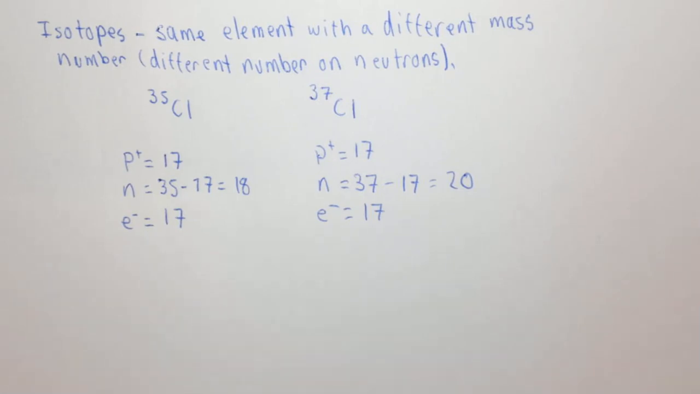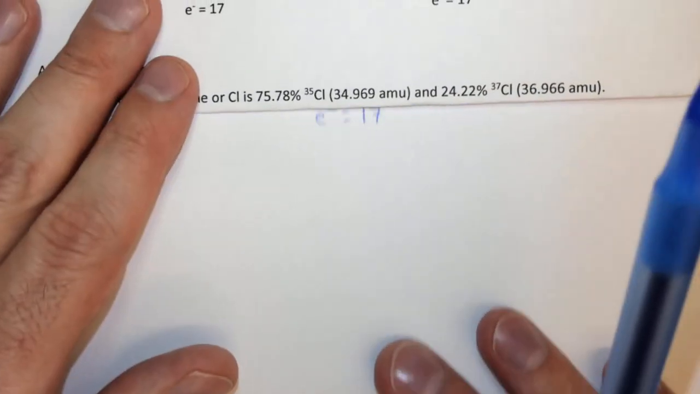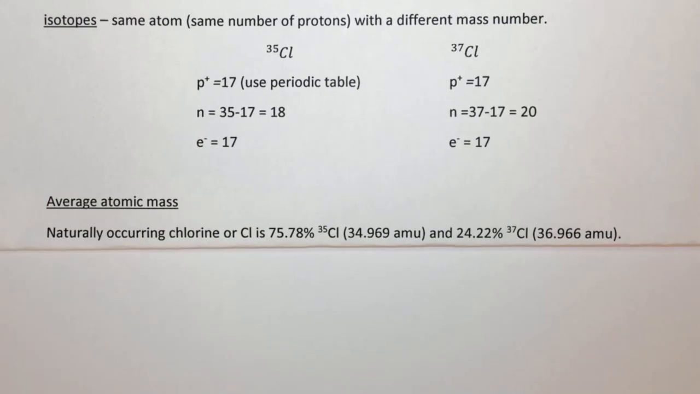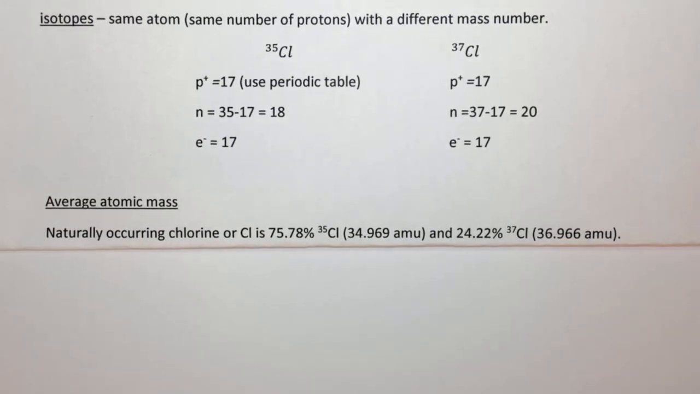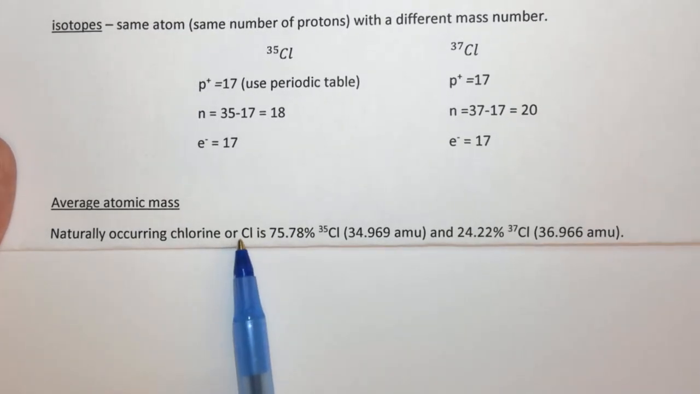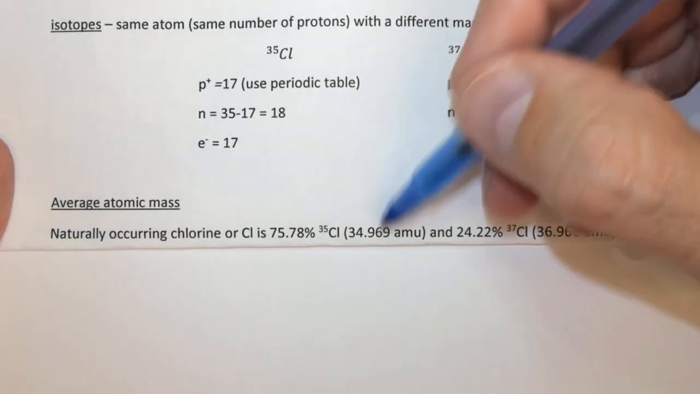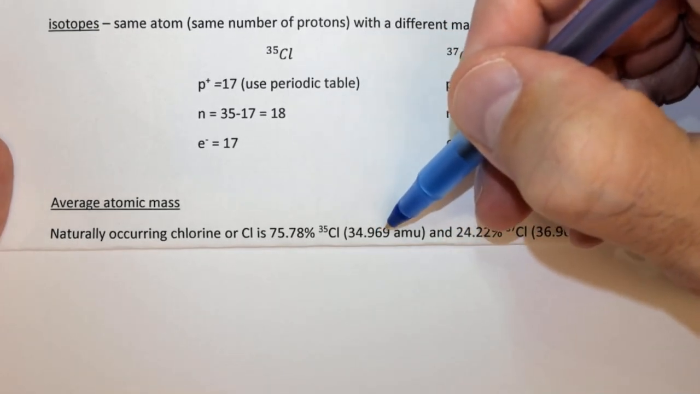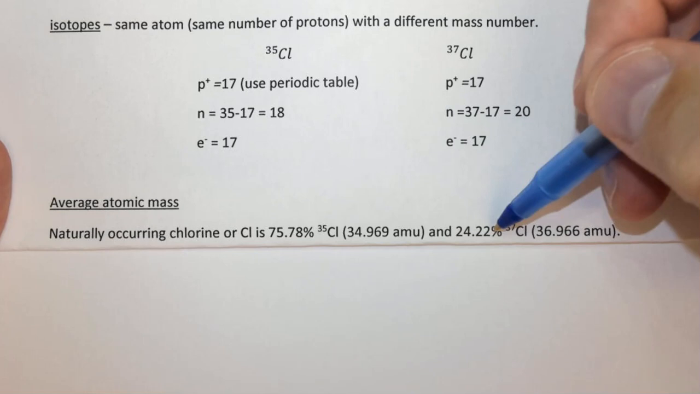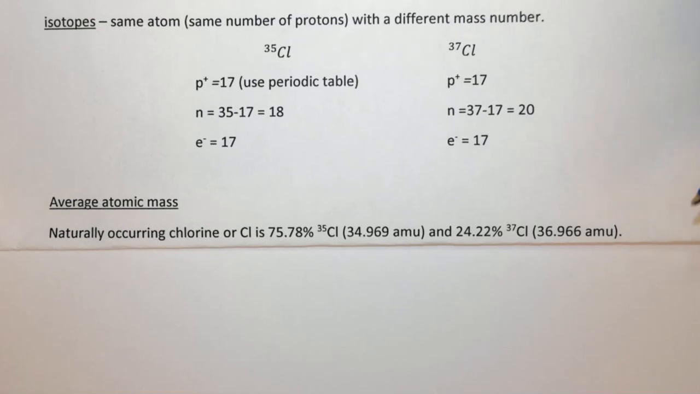So if we look here at this example, which I'm getting ready, we basically have the same thing, just typed out. This says, naturally occurring chlorine, or Cl, is 75.78% Cl35, which has an exact mass of 34.969 AMU, and it's 24.22% Cl37, which has an exact mass of 36.9966 AMU.